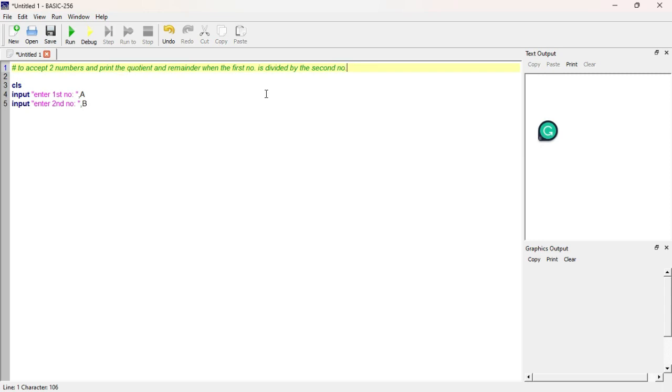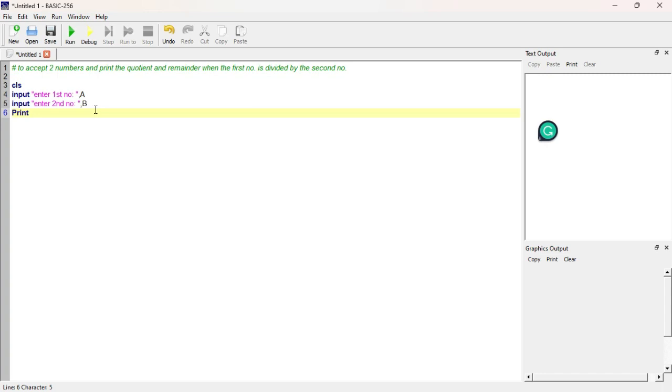So what do we mean by a quotient? A quotient is the number which we get after dividing a value by another value. If the remainder is 0, then the number is completely divisible by the number which is being divided. But if the remainder is not equal to 0, then there is no divisibility between the two numbers. So let's see how we are going to put these two instructions into the program.